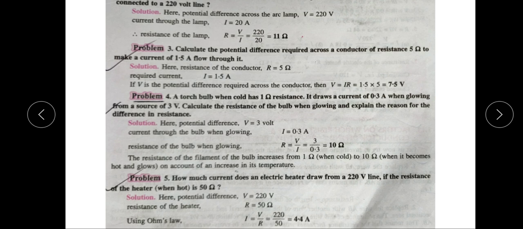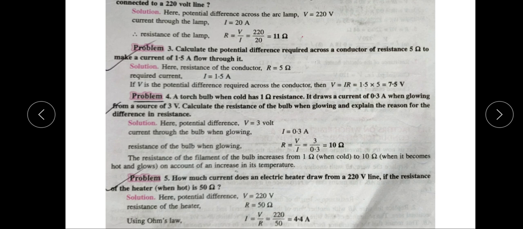Okay. So we go through the given data. Here the potential difference V is equal to 3 volt. Current through the bulb when glowing I is equal to 0.3 ampere. Then the resistance of the bulb when glowing, we know that from Ohm's law V is equal to IR, then R is equal to V by I, which is equal to 3 by 0.3, which is equal to 10 ohm.